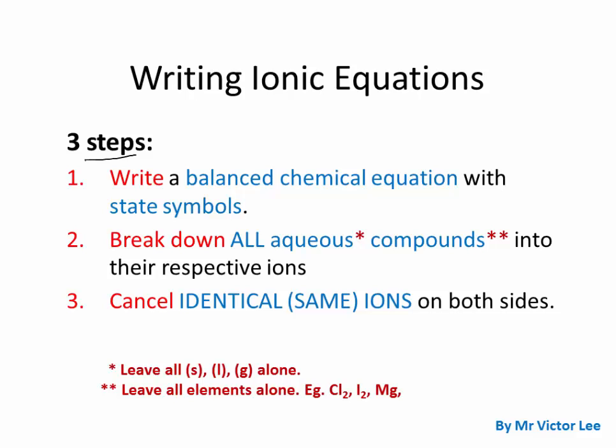There are three steps that you can follow. First, you write a balanced chemical equation with state symbols. Then you break down all the aqueous compounds into their respective ions. Now, aqueous means it is not a solid or liquid or gaseous state. It has to be bracket (aq). So writing state symbols in the chemical equation is important for you to identify all the aqueous compounds.